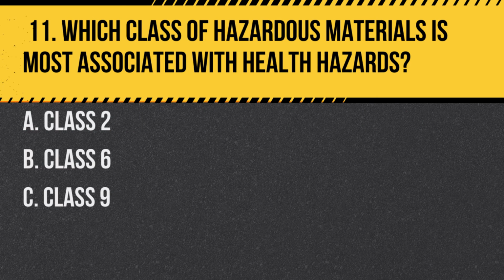Question 11. Which class of hazardous materials is most associated with health hazards? A. Class 2. B. Class 6. C. Class 9. Answer: B. Class 6. This class includes toxic and infectious substances.